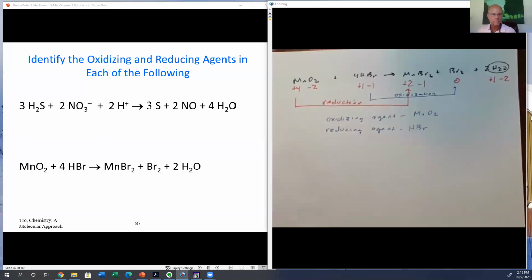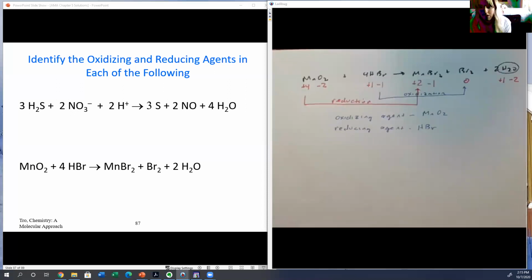Okay, very good. Gabby, did you have a question? Yes, I am not following why Br is 0? Okay. On those rules that I gave you at the end of last time, look back at your notes. Any pure element is always 0. Okay? Any pure element is always 0. Okay, thank you. You're welcome.